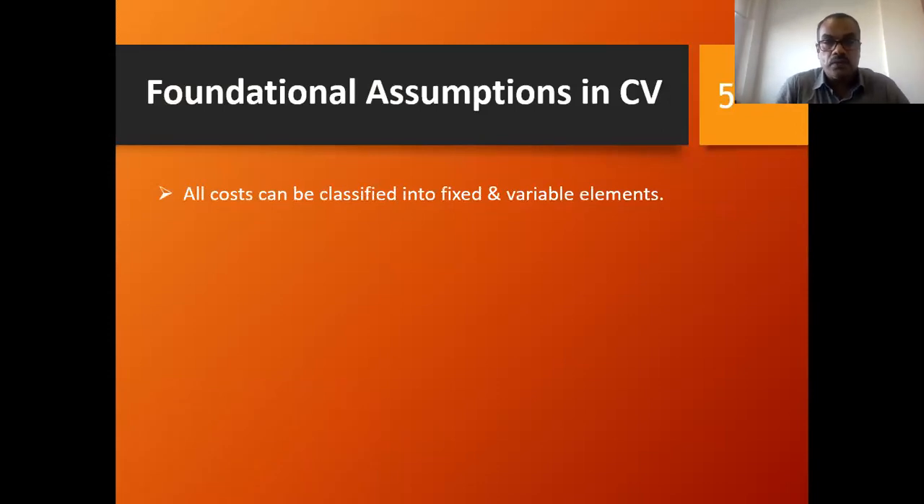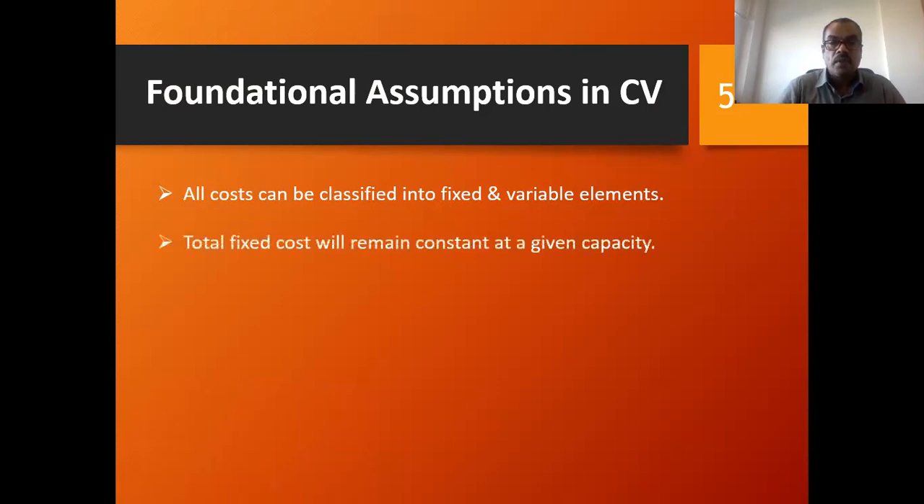Now, even though the learning objectives come first, it is always advisable to discuss the fundamental assumptions before. If you know the assumptions, it is easy to understand the concepts. We know that cost can be divided into variable, fixed, semi-variable, direct, indirect, and so on. But here we classify them into fixed and variable. That is one assumption. If there are any other costs, they have to be explained in terms of either fixed or variable. Total fixed cost remains constant at a given capacity level.